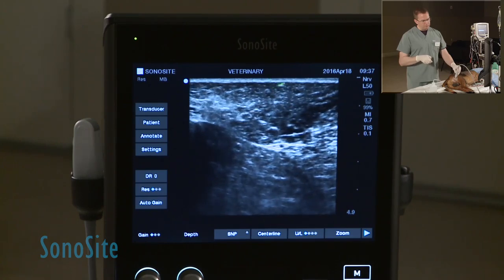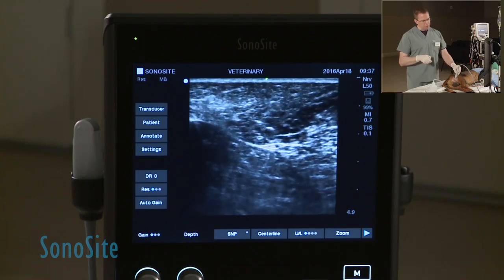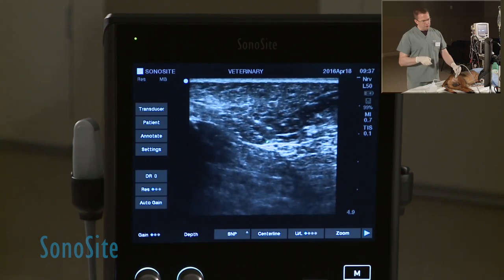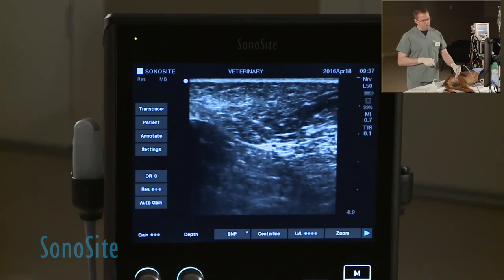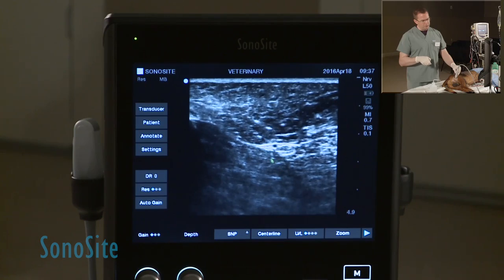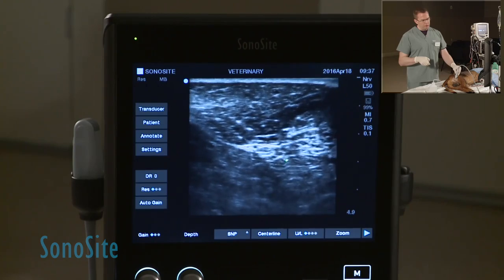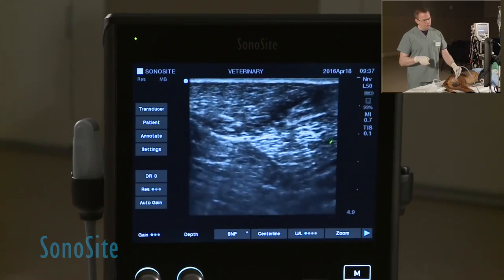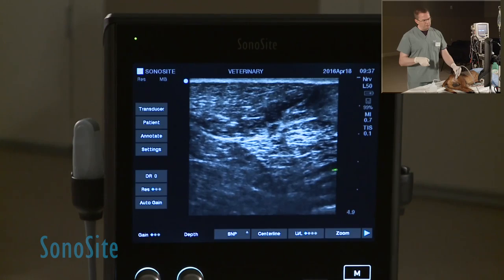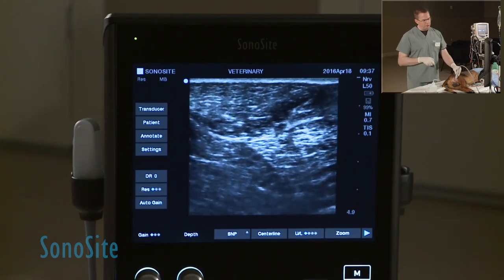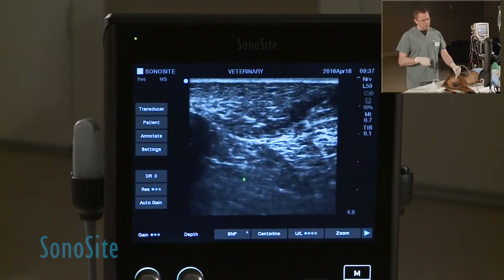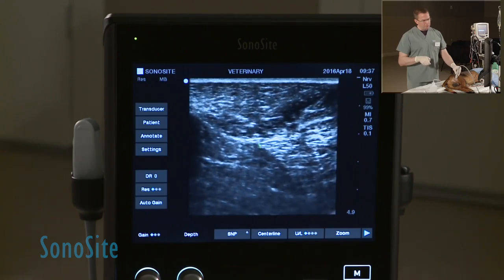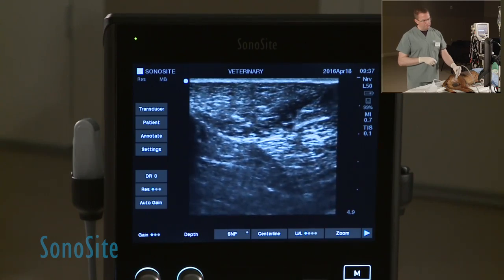So here is the skin surface where the transducer is being applied to the patient. At the deepest part underneath the biceps femoris is where we look for that very obvious structure that's the sciatic nerve. Deep to that structure, these are the adductor muscles. And as we move caudally, we get up into an area where the semitendinosus and semimembranosus muscles are located. But this is going to be the target here, this really obvious little structure with the two circle components.